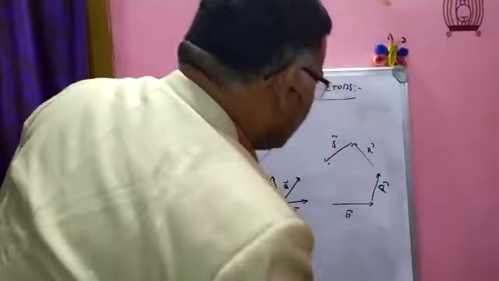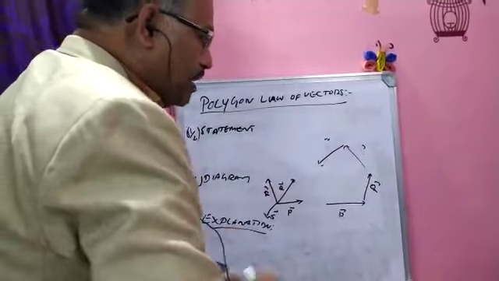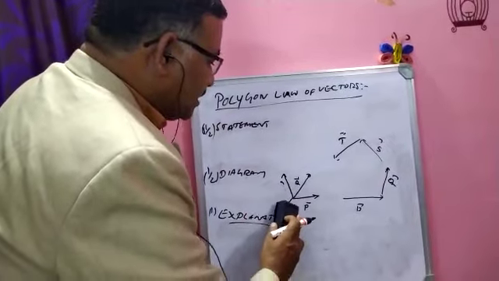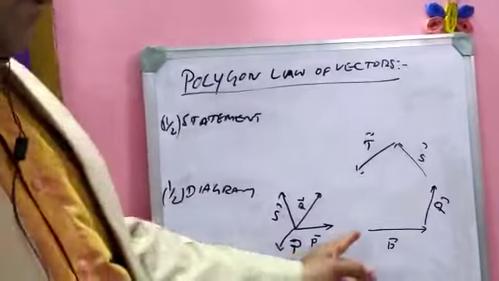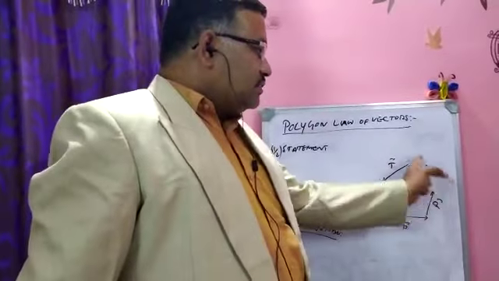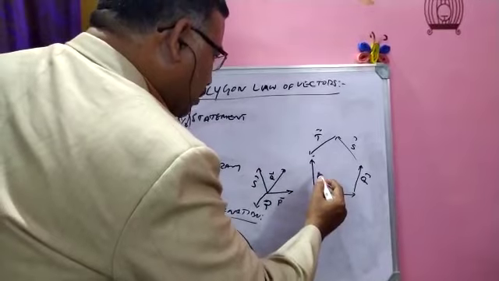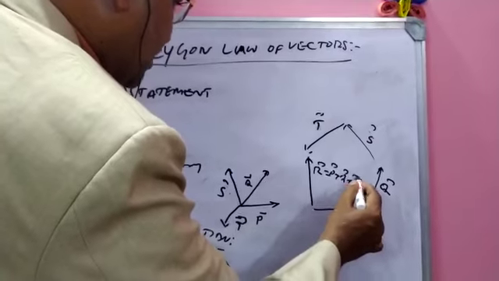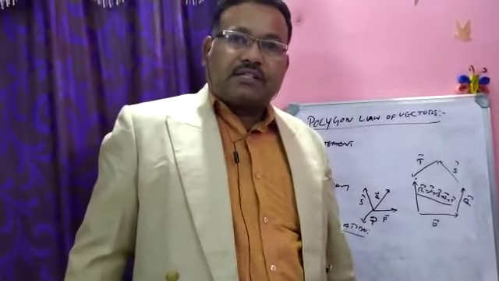Otherwise, we will do one thing. Since we often use R for the resultant, we can name the 4 vectors P, Q, S, T. So we are going to add P vector, Q vector, S vector and T vector. By adding these vectors, the resultant, the net value, will be the closing side of the polygon. R is given by P plus Q plus S plus T. So this is the method of adding the vectors.